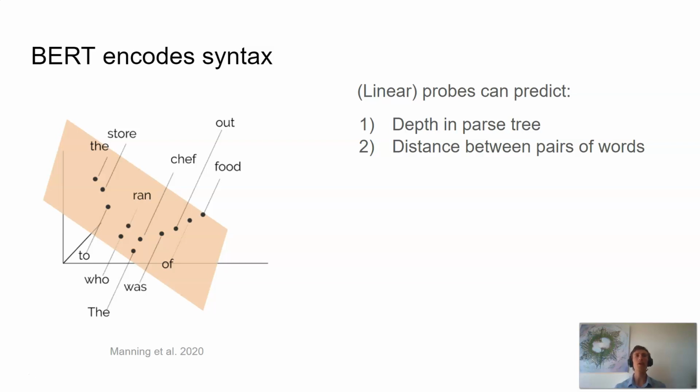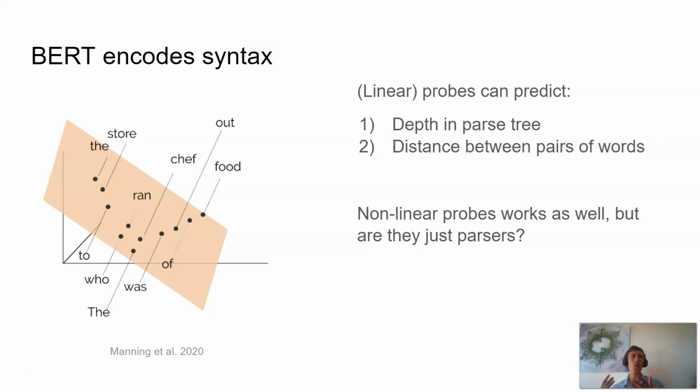Hewitt and Manning, among others, have built linear probes that can predict a word's depth in a parse tree or the distance between pairs of words using the internal representation of these large models. And of course you can build nonlinear probes, but there's an open question of how expressive a probe can be before it just turns into a parser. Fundamentally, this gets at the fact that we want probes to reflect the information that a model actually uses and not create its own information.